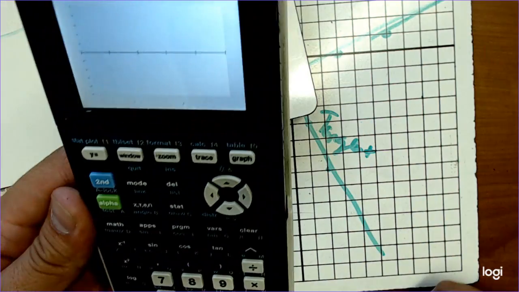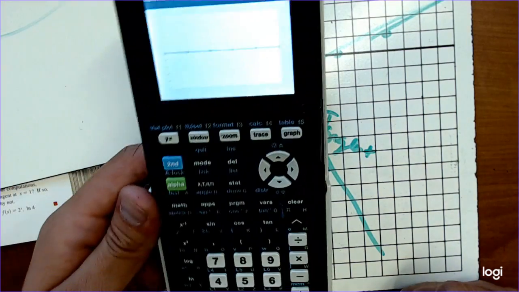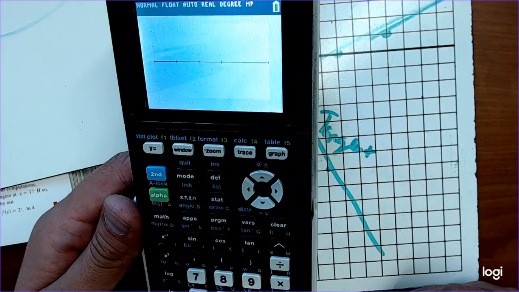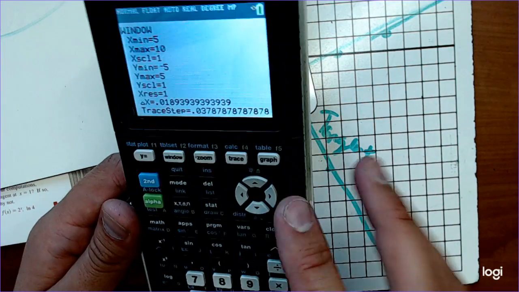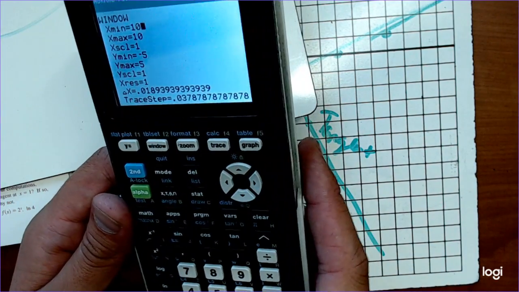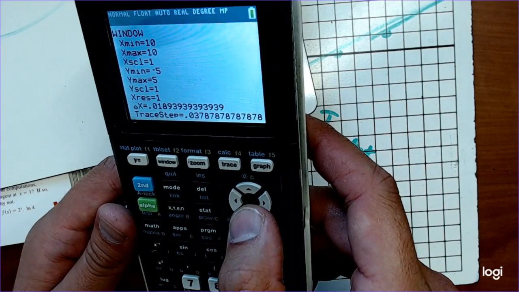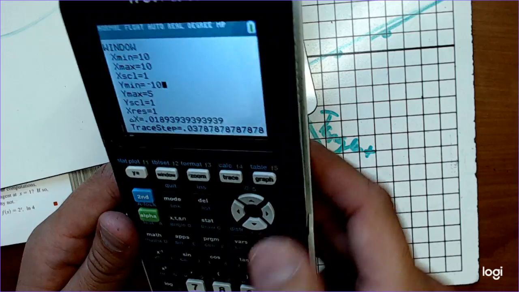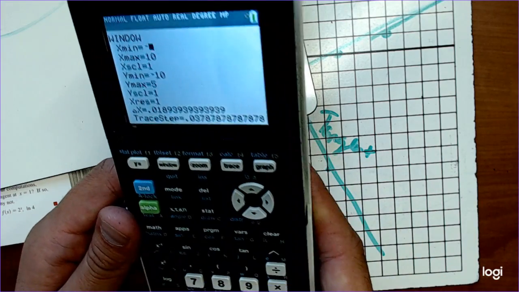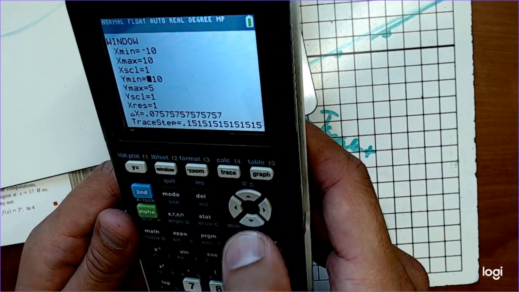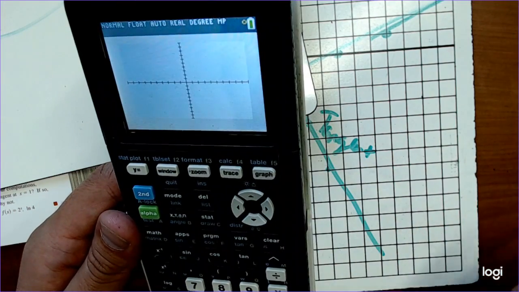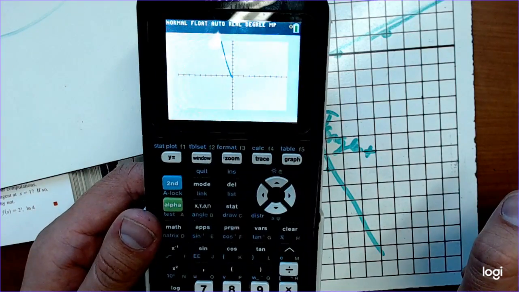All right, let's graph. Hopefully my calculator is on the right mode. Let's see here. Normal, auto, real, degree. Okay, yeah, this should be the right mode. What are my window settings set at? I'll make x minimum -10, x max 10, x scale 1, y minimum -10. Max will be 10. Scale 1. Okay, great. Let's graph. That's much better.